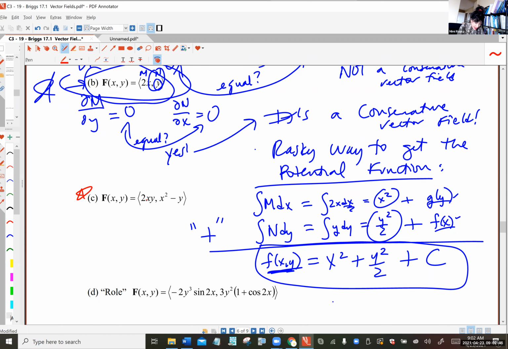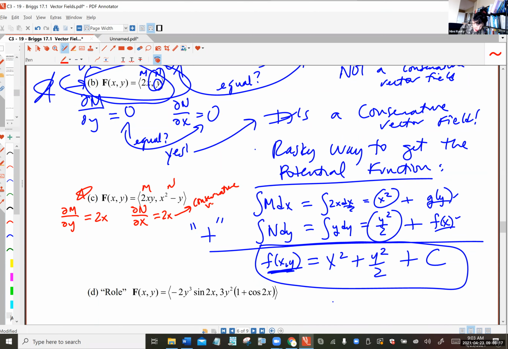Well, here's M and here's N. What is dM/dy? So what's the partial derivative of 2xy with respect to y? I think it's 2x. Okay, what is dN/dx? The partial derivative of x squared minus y with respect to x. I think it's 2x. Hey, they're equal. Yeah, conservative vector field.